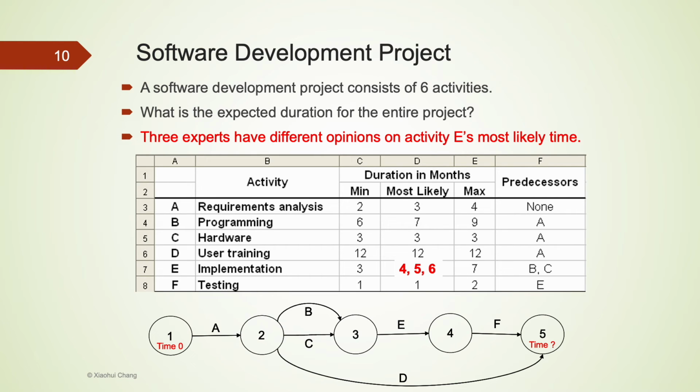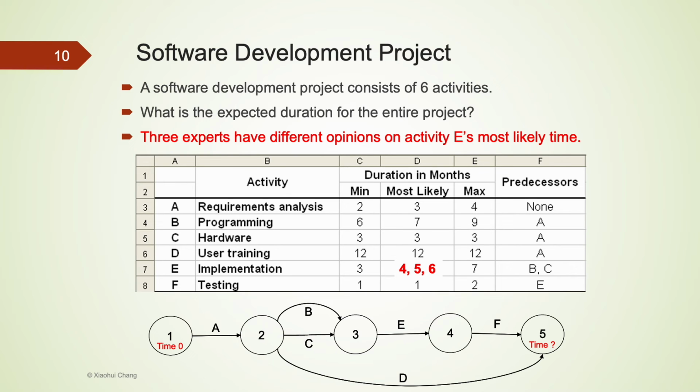Let's look at a variation to this example. Suppose that 3 experts have expressed a different opinion on the most likely completion time of the activity E here. One expert believes that most likely duration is 4 months. The second one thinks it should be 5 months, while the last one thinks it should be 6 months. How sensitive is the total completion time of the project to the differences in their opinions?